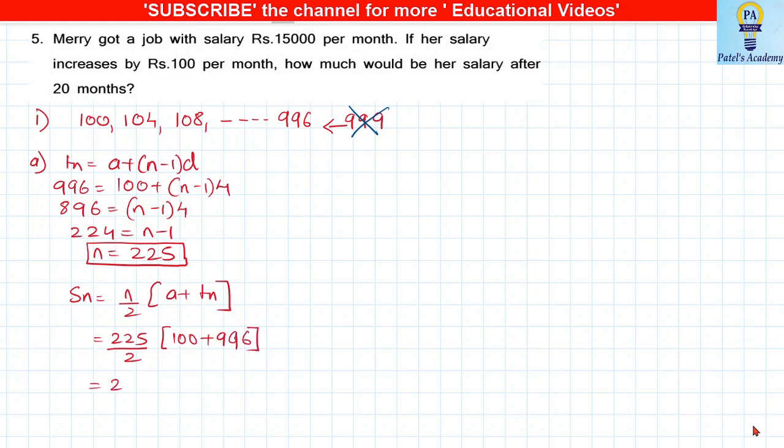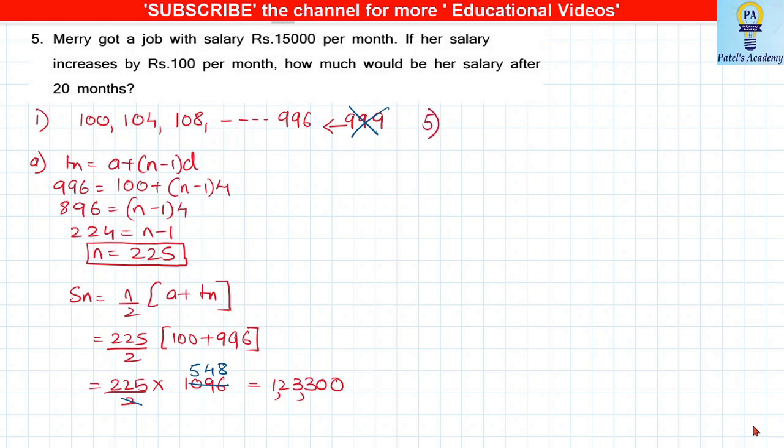So what I get is 225. Don't divide in decimal. Okay, 100 plus 996 is 1096. Yes, and 2 will divide into 1096. So what I get is 548, and after I multiply by 225, I get 123,300, that is 1,23,300. Okay, so this is the sum of 3-digit numbers divisible by 4. Okay, now let's see the next one.